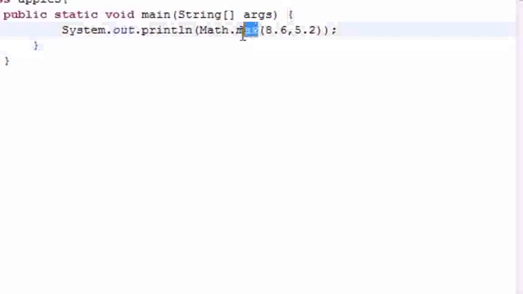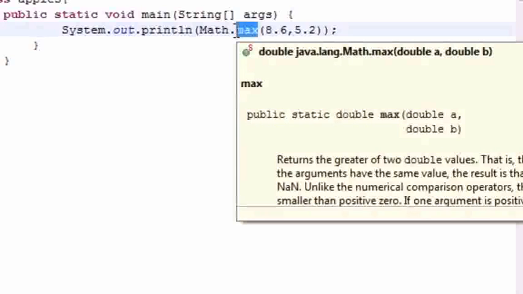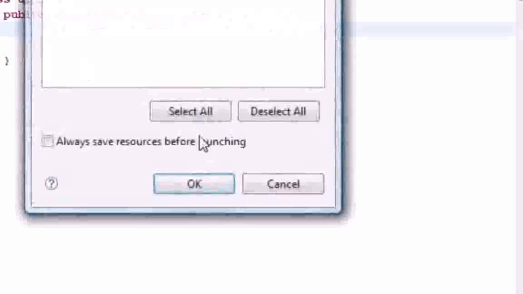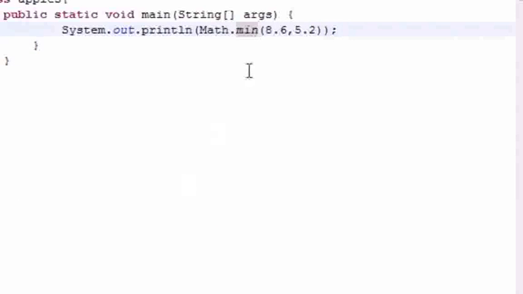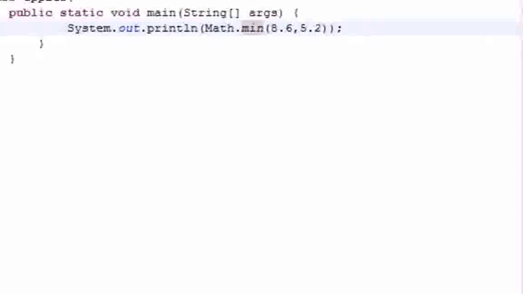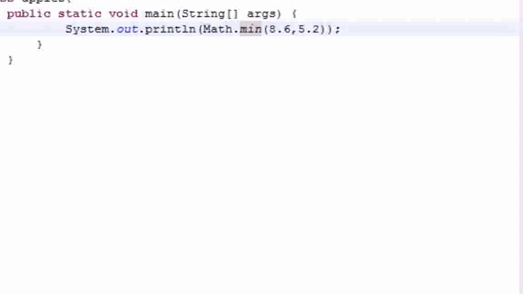And whenever you have a method like that, you also have the opposite, and this one is called min. What min does is take the lesser of the 2 numbers. So let's run this, and the lesser of 8.6 and 5.2 is 5.2, right down there. So now we've learned absolute value, ceil, floor, max, min.